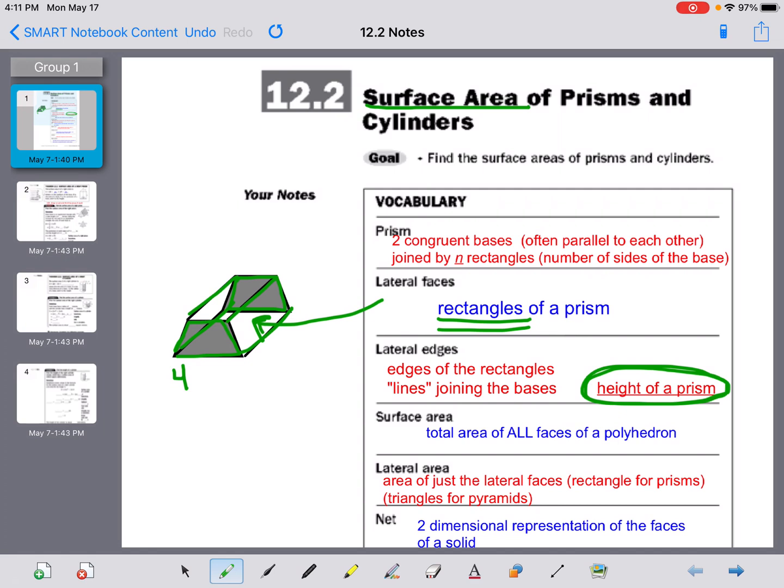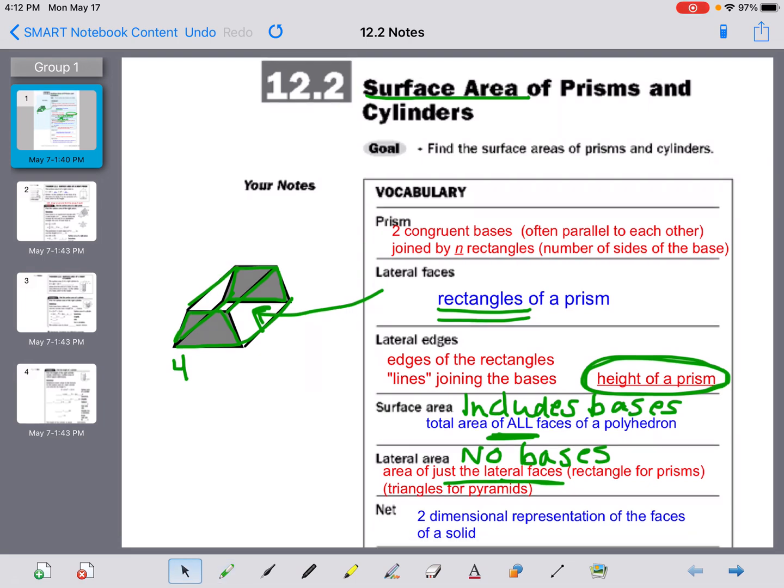So the surface area is the total area of all the faces of a polyhedron, and the lateral area is just the lateral faces, the rectangles, okay? When we get into pyramids later, it will be the triangles, but while we're doing these lateral areas of the prisms, it's all the rectangles, okay? So the surface area includes the bases, okay? That's what's important here, includes the bases, and the lateral area, no bases, okay? So that's really the difference between these two. So when you think about it, which number is bigger, surface area or lateral area? It would be the surface area because there's more to it because there's 2 more bases involved.